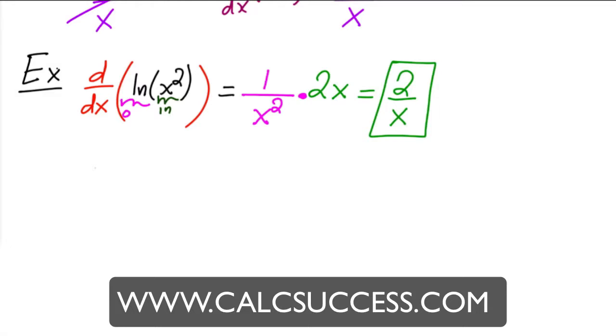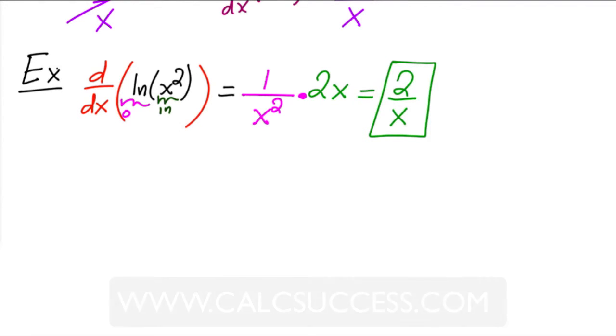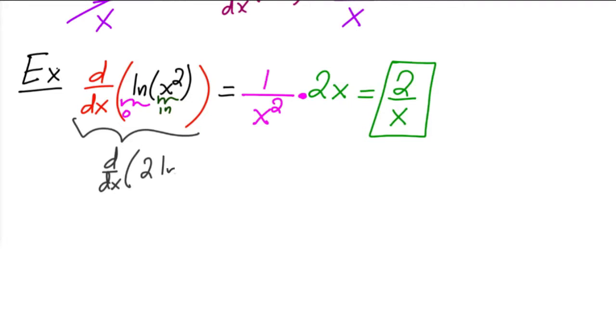Now you also might have noticed, by the laws of logarithms, you can bring the 2 out in front. This is the same as saying the derivative of 2 natural log of x. And notice that if you get the derivative of this, you would also get 2 over x, using the laws of logarithms and not even using the chain rule at all. So that was an option in that case.